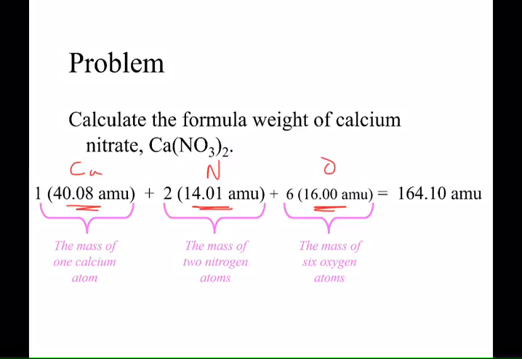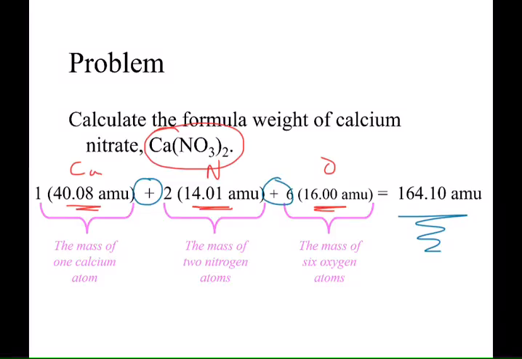So not too bad. Since we're adding, the last thing we do is round according to decimals, and it looks like we have 2 decimals in each term, so we would need to round to 2 decimals. So 164.10 AMUs would be, if you were to isolate 1 repeating unit of calcium nitrate, how much it weighs. That's its formula weight.